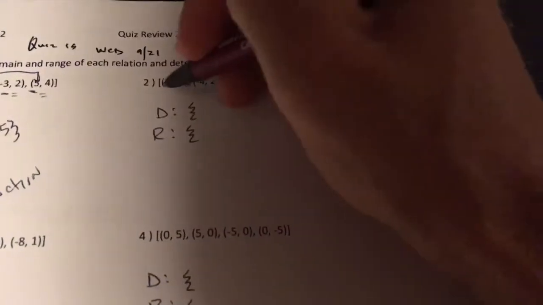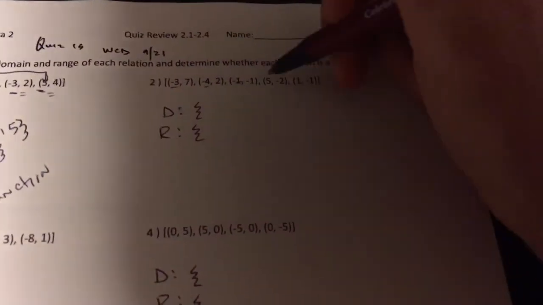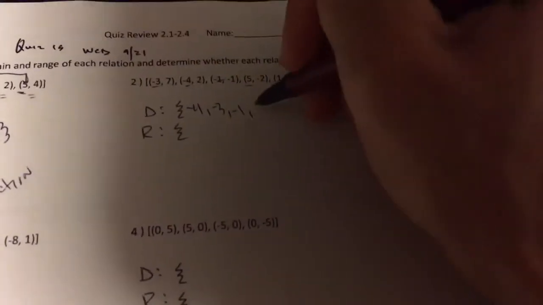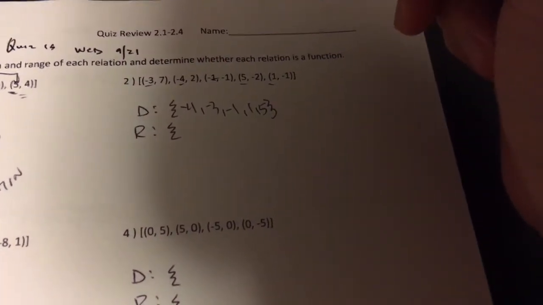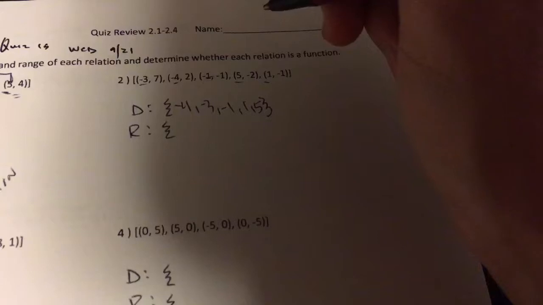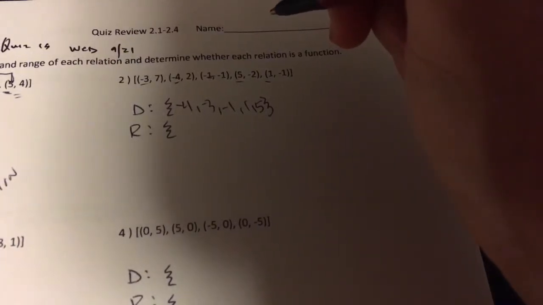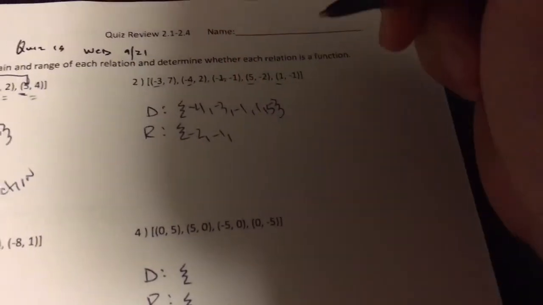All right, here we got -3, -4, -1, 5, and 1. If I put those in order, I get -4, -3, -1, 1, and 5. I don't see any duplicate x's. For the y's, the unique ones, I have -1 twice, I got -2, I got -3.